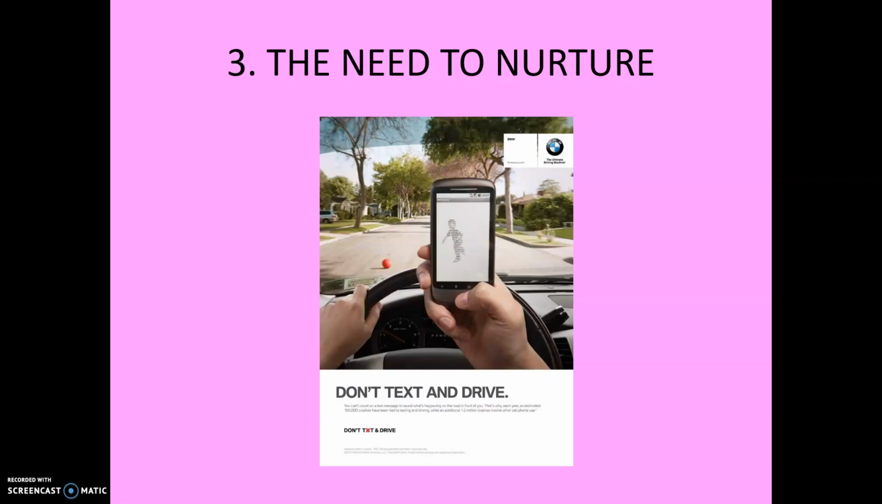This is another one, and I wanted to show you this because the nurture appeal can also be very important. In a campaign-type ad, the Don't Text and Drive ad that BMW released, one of the things they wanted to show you is that you can seriously injure a child playing in the street just because of your decision to text. So a lot of advertisements use this appeal as well.